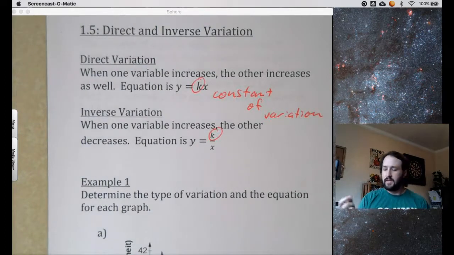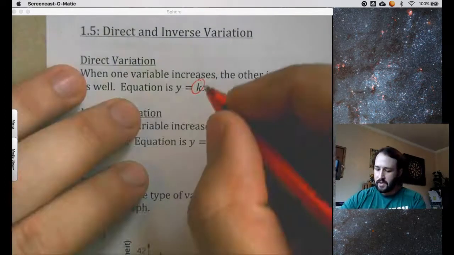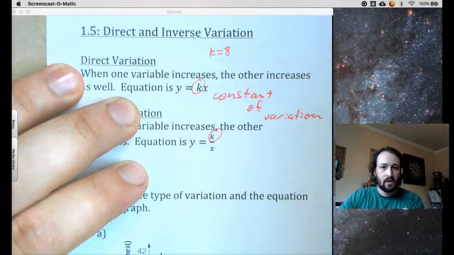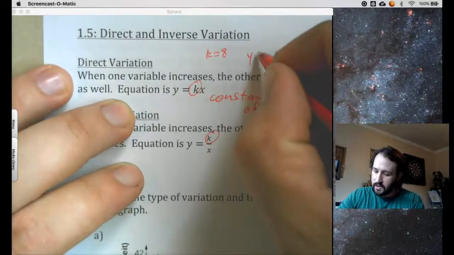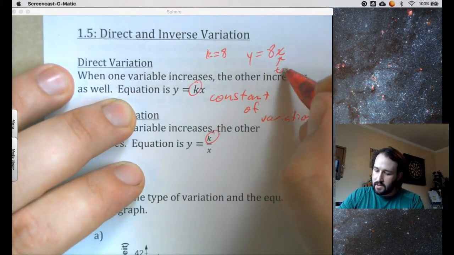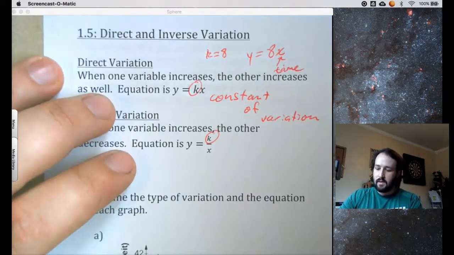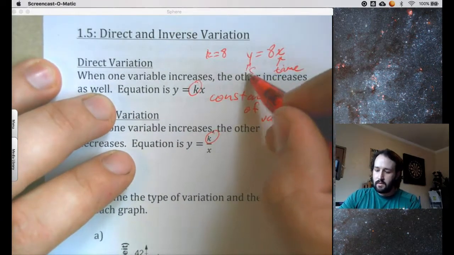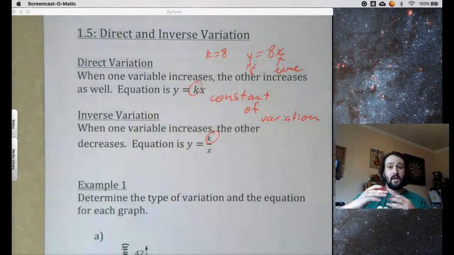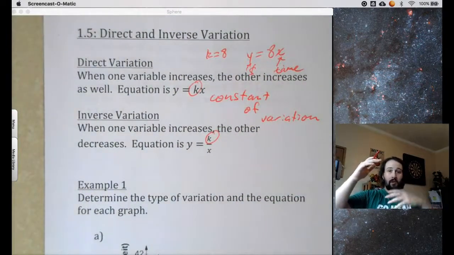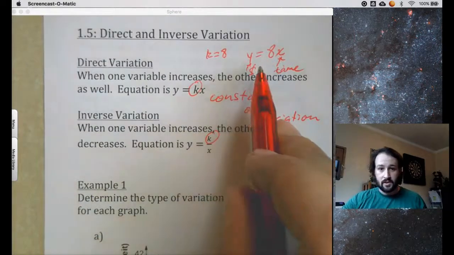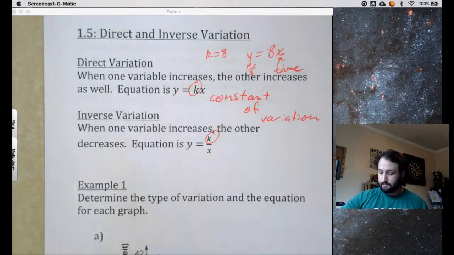So say you make $8 an hour. If we make $8 an hour, our constant of variation would be 8, and it would be direct variation because the more hours that you work, the more money you would make. So that would be direct variation. As you spend more time at work, you'll make more money, right? Constant of variation is just a number, what it's changing by each time.